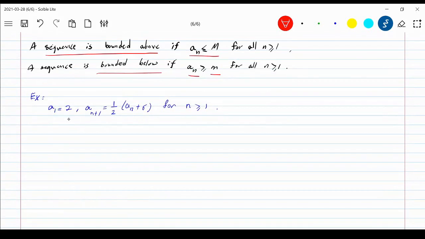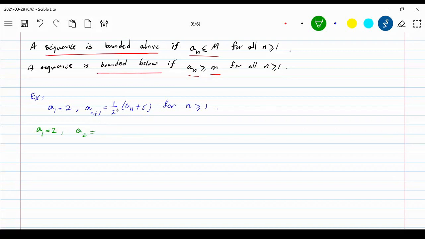This is a recurrence relation. A1 is given as 2, and a_{n+1} is given as 1/2 a_n plus 6. So let's see if we can say whether the sequence is bounded or not. Here, let's figure out a couple of terms of the sequence. A1 is already given, it's 2. What is A2?